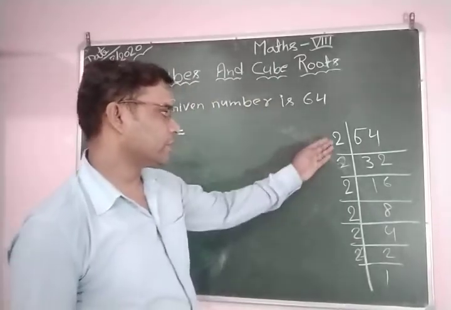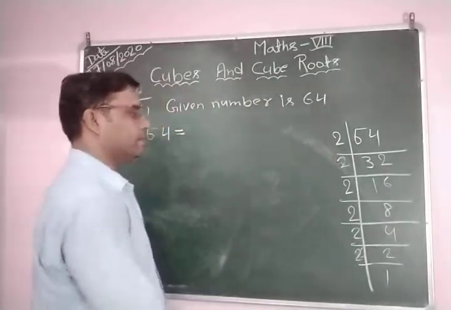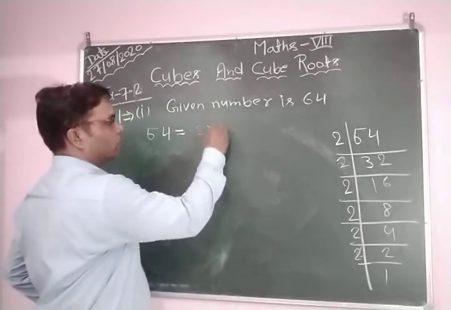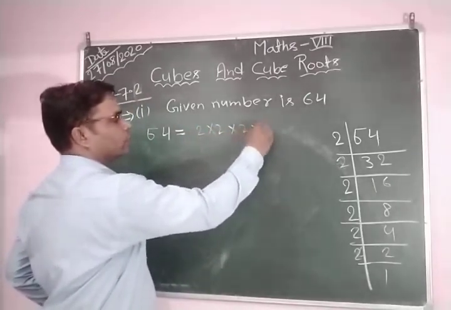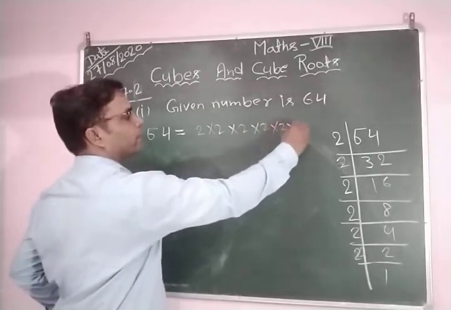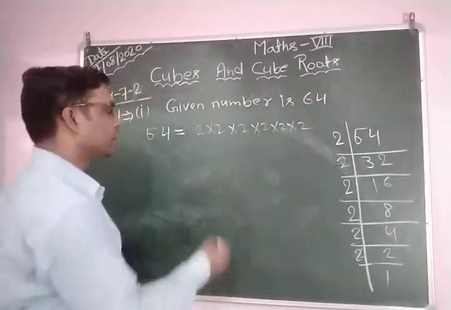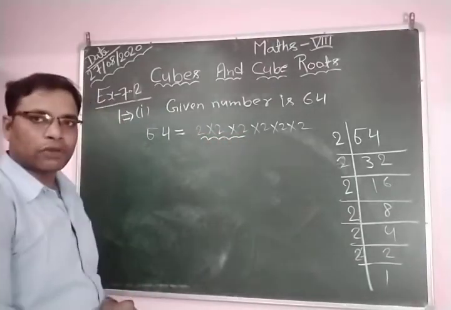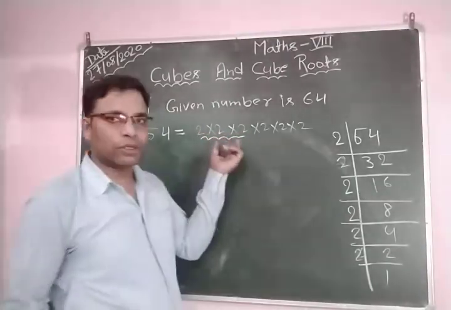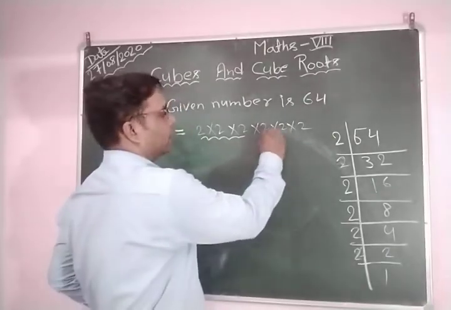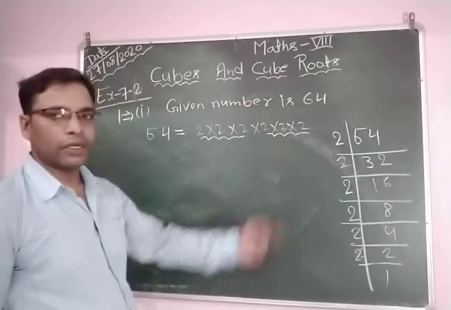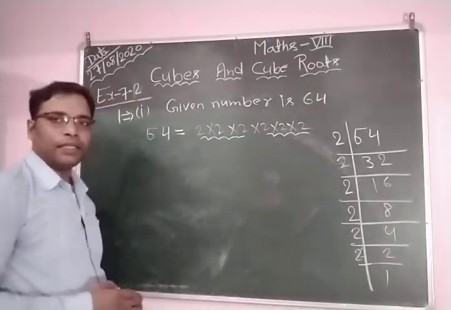So what is the pair? You can see this is a group of prime factors of 64. So you can write here 2 into 2 into 2 into 2 into 2 into 2. Okay, so you can see here this is a group triplet of equal prime numbers of prime number 2. This is also a group triplet of equal prime numbers. This is prime number 2. Here we need to find the cube root.